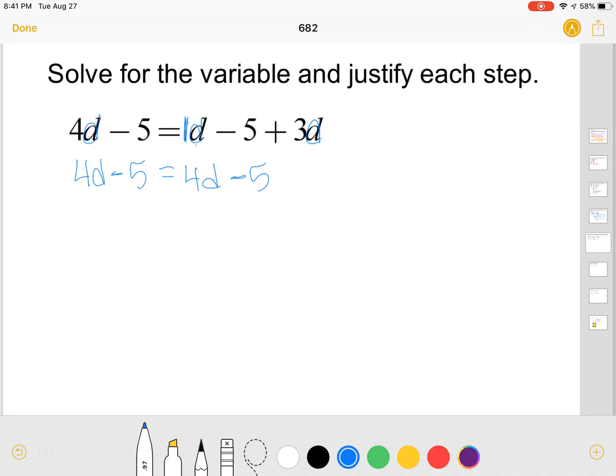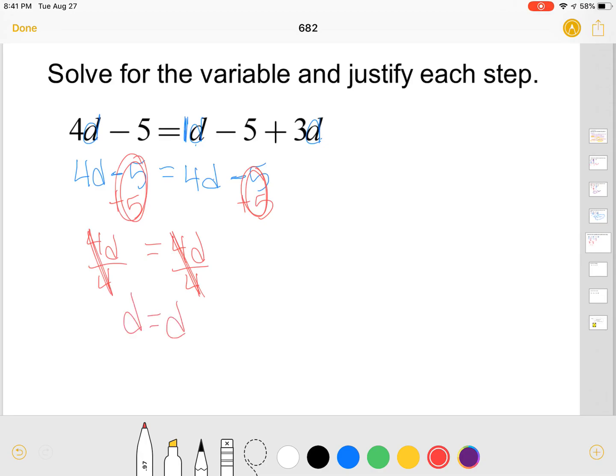So looking at that, maybe you have a guess of what our answer is going to be, but let's follow this to the end. I'm going to add 5 to both sides. Well, we have 4D, negative 5 plus 5 eliminates to 0. So we have 4D equals 4D. Here's our inverse of multiplying, dividing by 4. So we end up with D equals D.